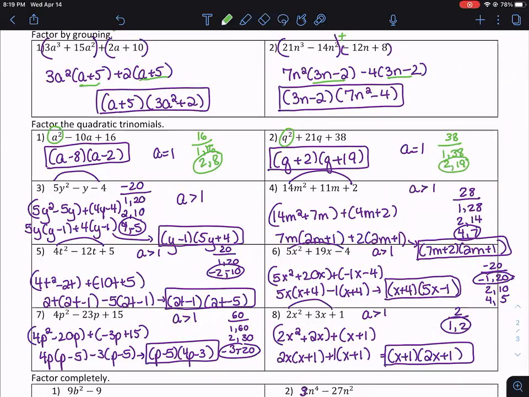When you have an a value that is more than 1 for the rest of the problems, you're going to use the a times c method, so negative 20. And then we're going to look for factors of negative 20 that add to negative 1. That's your coefficient on the middle term, or the b term. 1 and 20 will never get me to negative 1. 2 and 10 can never get me to negative 1. But 4 and 5 can. If 4 is positive and 5 is negative, they multiply to negative 20, but they add to negative 1.